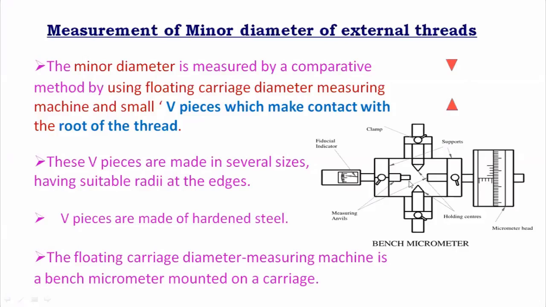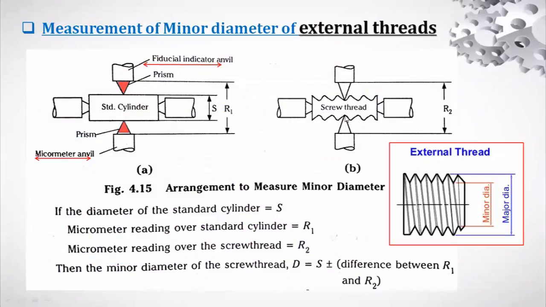See now in this image, how these prisms will be set like this, right? This anvil, fiducial indicator, and one more you're going to set here because it has to come in contact with the crest, because it is an internal thread, right? Like this V prism. Then they are going to do the measurement in a similar way.